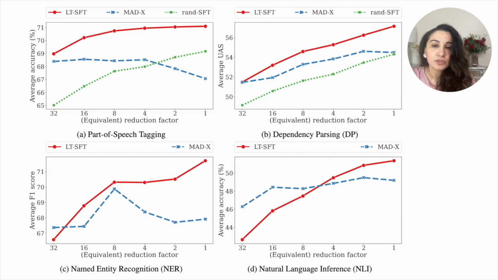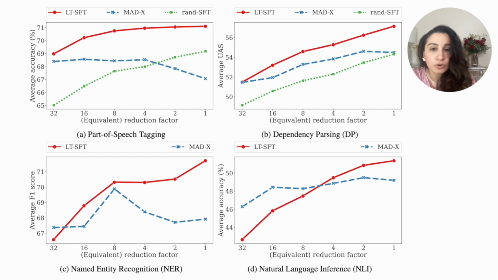Here we see the results for zero-shot cross-lingual transfer evaluation over 4 tasks when varying the number of tunable parameters, measured in the reduction factor for adapters or the equivalent reduction factor for sparse fine-tuning models. The reduction factor is the ratio between a model's hidden size and adapter size, and the equivalent reduction factor for lottery ticket sparse fine-tuning is obtained by matching the number of parameters to the number of parameters of the adapter at a specific reduction factor. For the range between 32 and 1, the number of parameters, or K, varies between 442,000 and 14.2 million parameters.